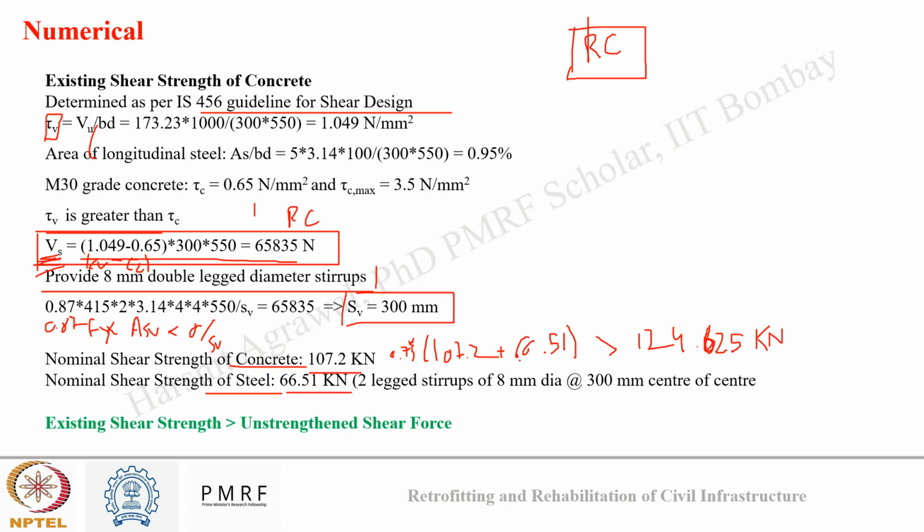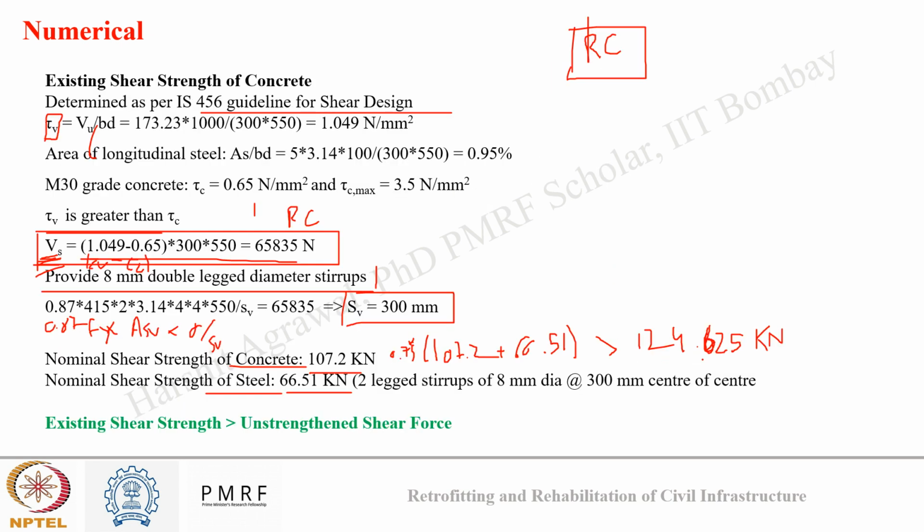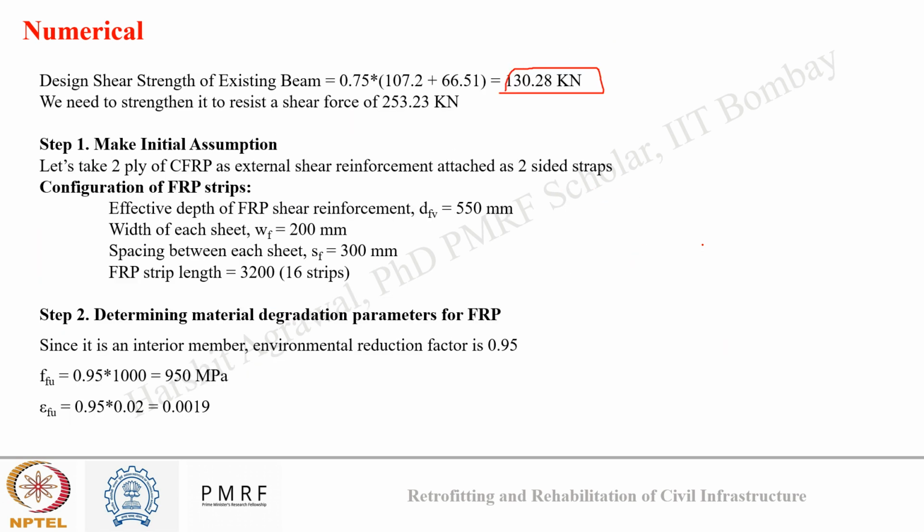So upon doing this calculation, we will get a value of 130.28. Okay, since 130.28 is greater than 124.625, I am safe for retrofitting. So this is my step one to check whether my structure is safe for undergoing retrofitting or not. Okay, and in this slide, I have tried to summarize IS 456 design of shear reinforcement also for those who are not clear or those who may forget the design.